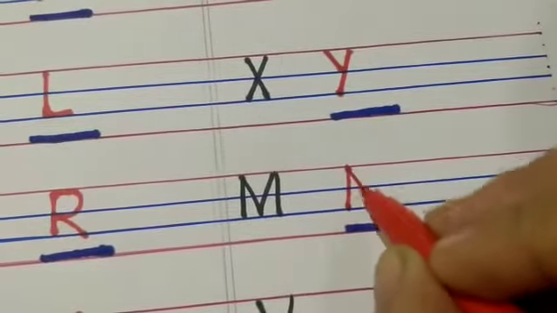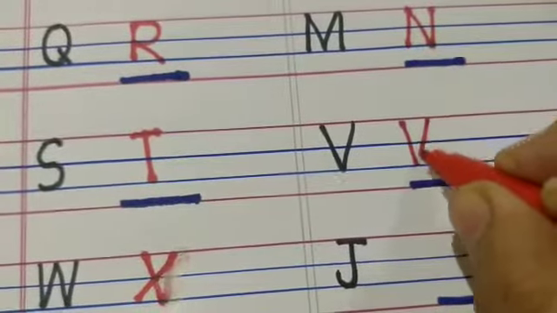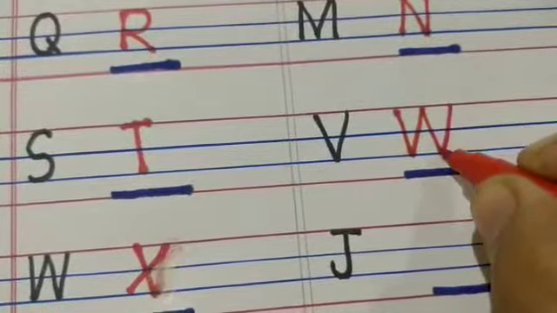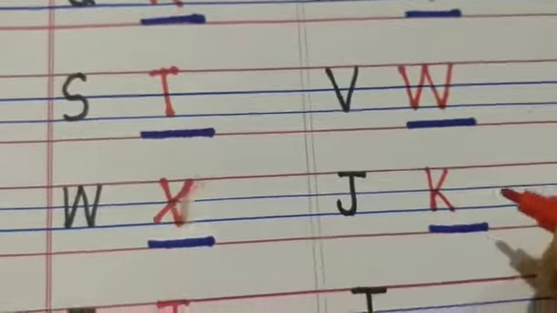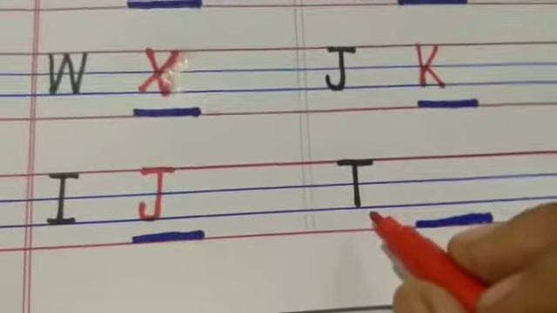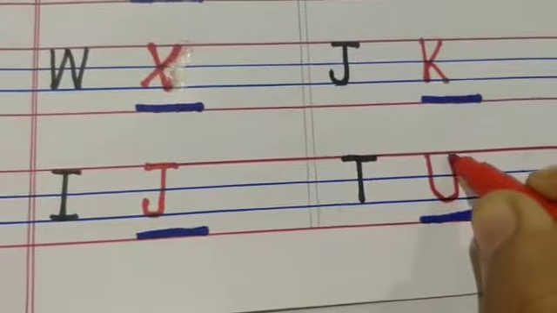N. Capital N. Which letter you can see here? V. What comes after V? W. We'll write here capital W. Which letter you can see here? J. What comes after J? K. Which letter you can see here? T. What comes after T? U. In this way, you will write what comes after these capital letters.